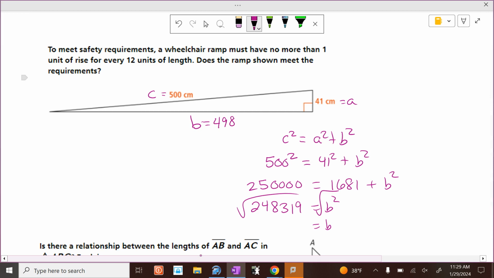Okay? So, a wheelchair ramp must not have more than 1 unit of rise for every 12 units of length. So this ratio of rise over run must be less than 1/12. So, you take 41 over 498, and let's just turn this into a decimal once. What's 41 divided by 498?